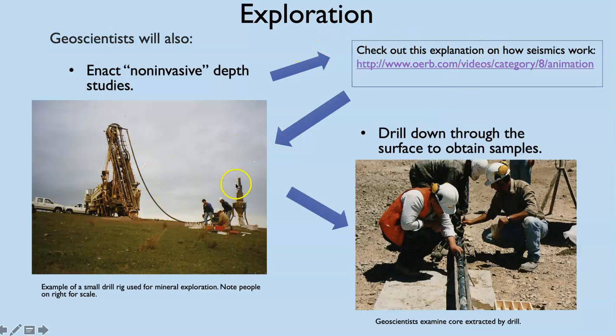So here is an example of a setup where they are setting up sort of like a large hammer that makes a pounding sound on the ground, and that's recorded by some seismometers, and then they can get an image of what's down below the surface. They can also drill down into the surface and extract cores of rock to see what's down there.